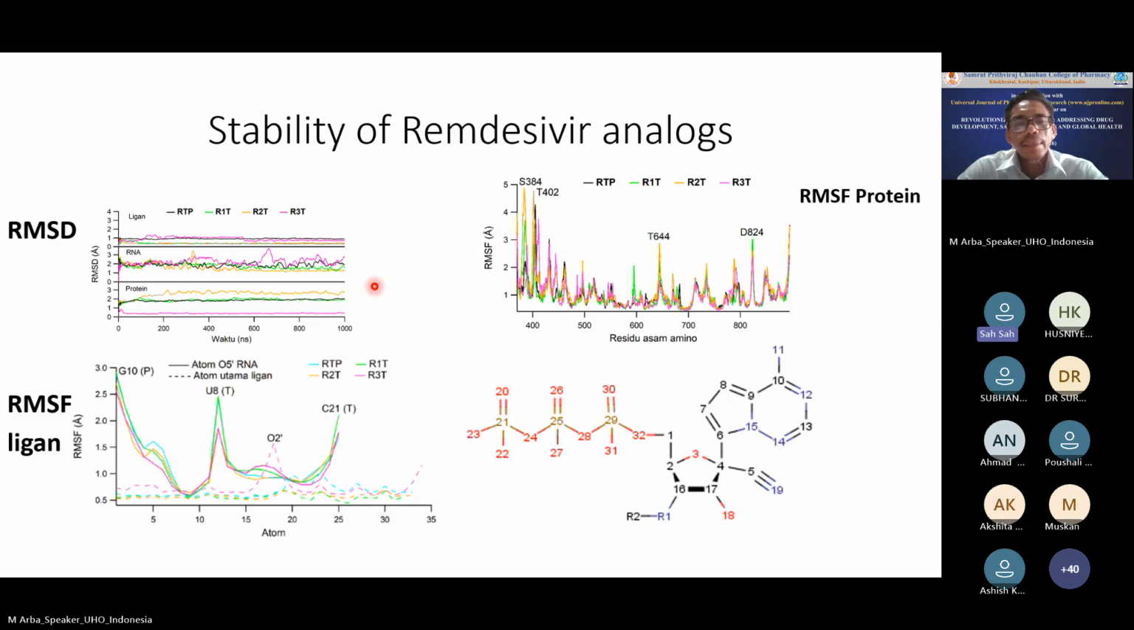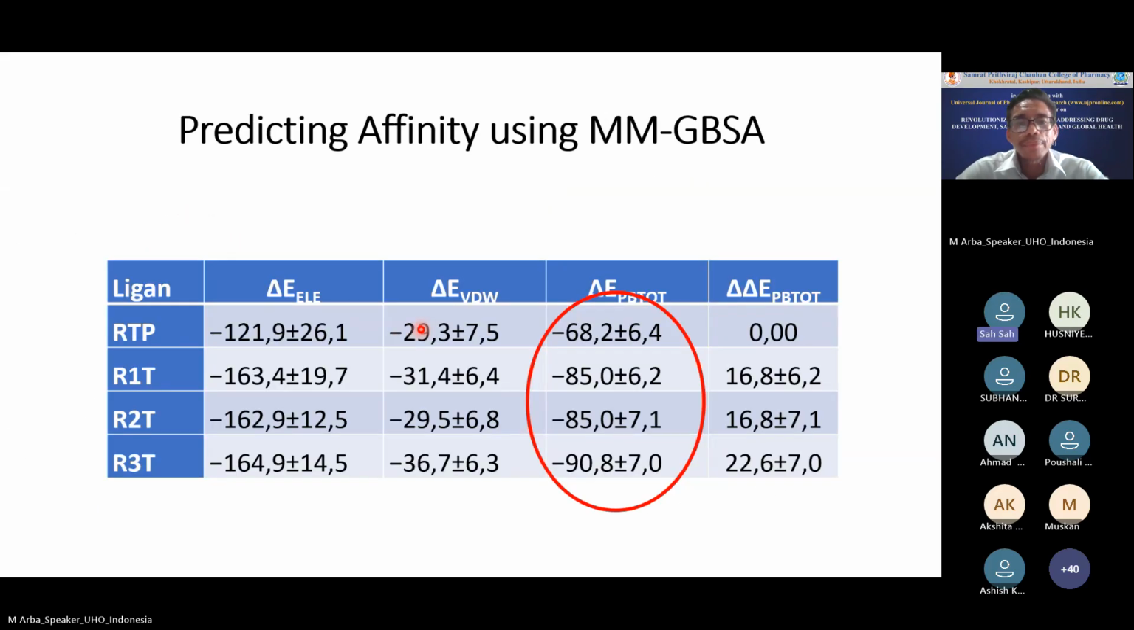So the analog is very stable, like the remdesivir itself. And then we perform MMGBSA calculation to predict the affinity of the analog, and we see here the R1T, R2T, and R3T have a lower binding energy than remdesivir. So what we have designed here binds stronger than remdesivir.